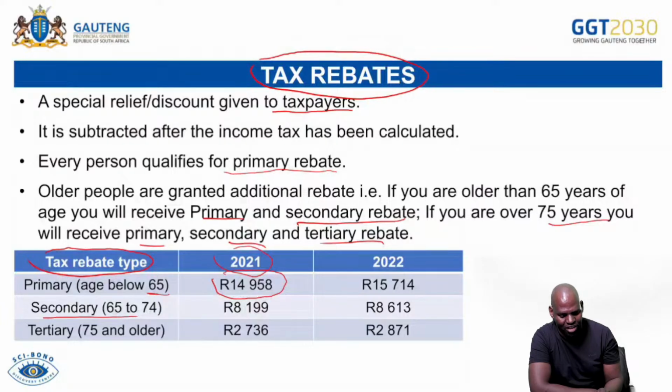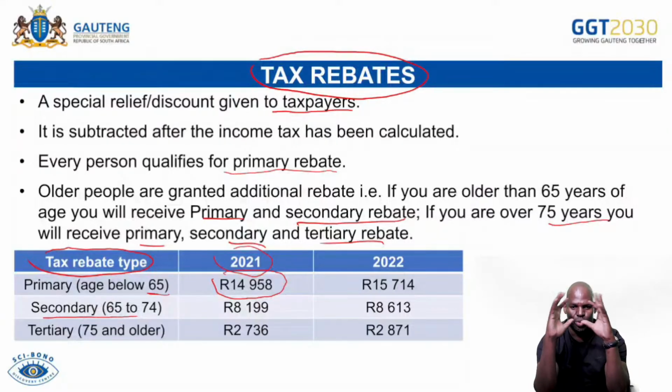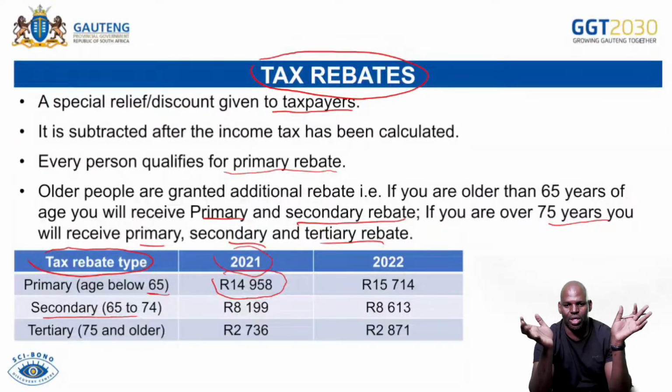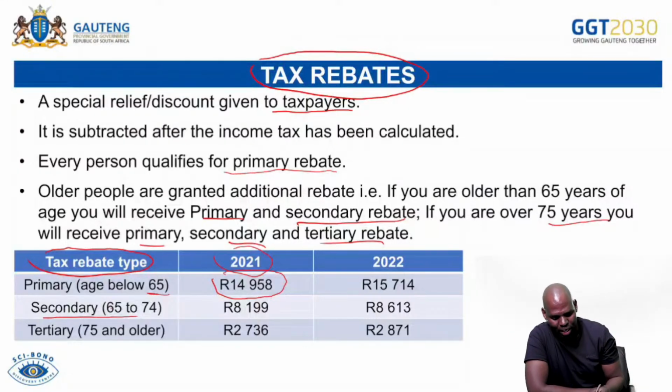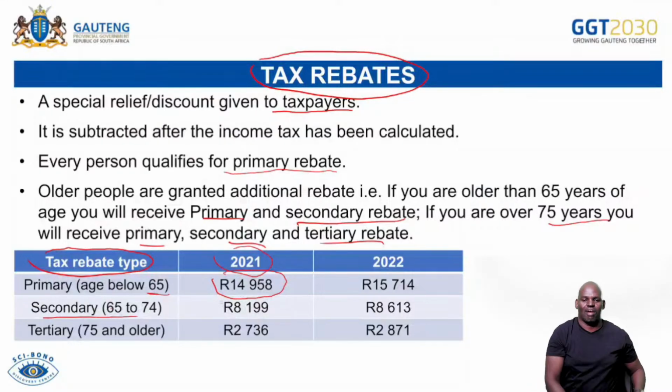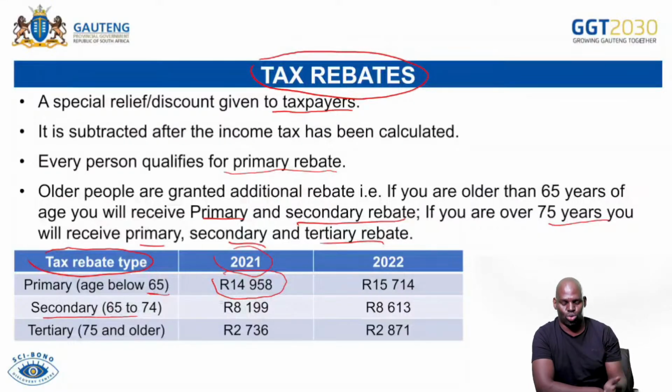This one is for 65 to 74. Any person from the age of 65 to 74, they will say, okay, we do the calculations, and after doing the calculations, you're supposed to pay a tax of 30,000 rand per year. Then they'll say, let us reduce this, because if we tax you this amount, you won't have enough money to survive. So they are going to reduce the tax. But if you are 65 to 74, they are going to reduce it twice.